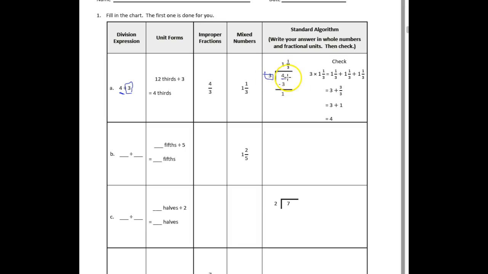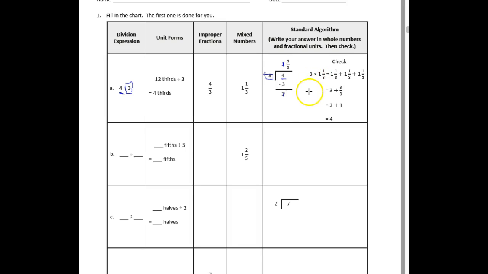So we know that 3 fits into 4 one time. And then you say, okay, 1 times 3 is 3. What's the difference? It is a 1. So the 1 then comes up here and it becomes your numerator. Who's your divisor? Your divisor's 3. It becomes your denominator. And then they're going to show you how to check this.